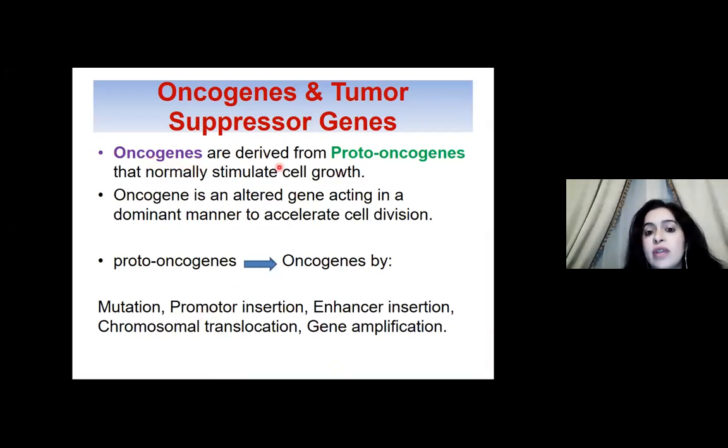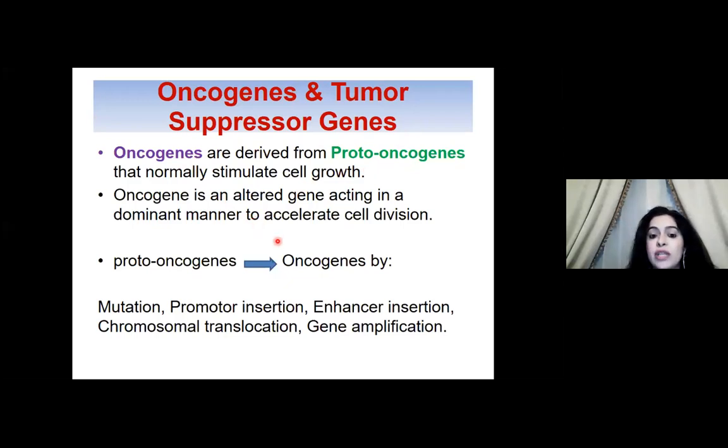The oncogenes are derived from proto-oncogenes that normally stimulate cell growth. Normally we have proto-oncogenes; we can call them growth factors. They stimulate the cell to grow, to proliferate, to divide, in order to replace the already dead cells, allowing cell renewal and new cell formation. So proto-oncogenes are normally present in your cell to promote normal cell growth. In case these proto-oncogenes are mutated, they can turn into oncogenes and lead to accelerated, uncontrolled cell division.